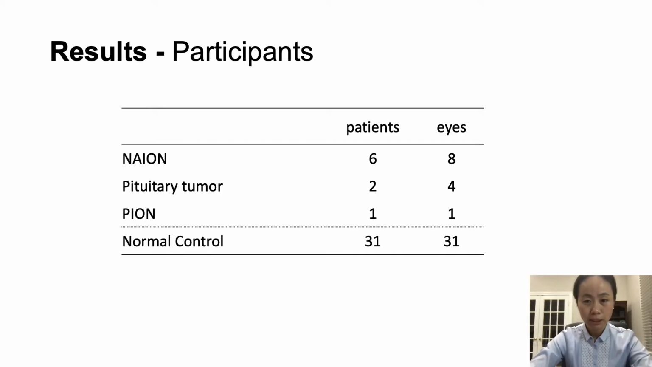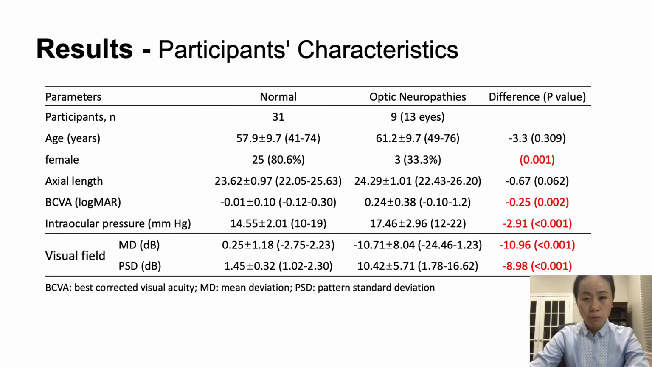In this pilot optic neuropathy study, we collected 9 patients, 13 eyes, including 8 NAION, 4 pituitary tumor, and 1 PION eyes. 31 age-matched normal eyes were enrolled as control group. These two groups had statistically the same age and axial length, but the optic neuropathies had higher IOP, worse visual acuity and visual field mean deviation and pattern standard deviation.